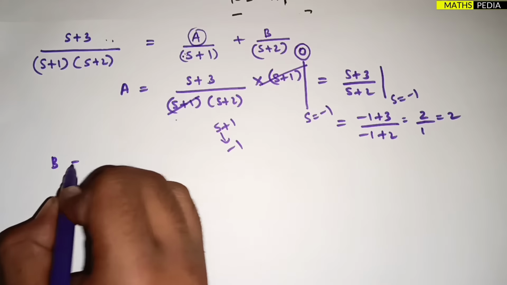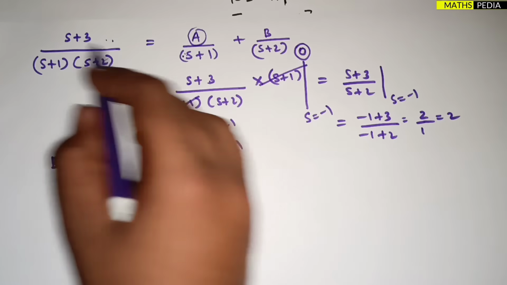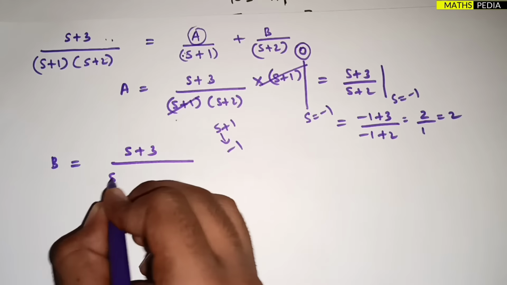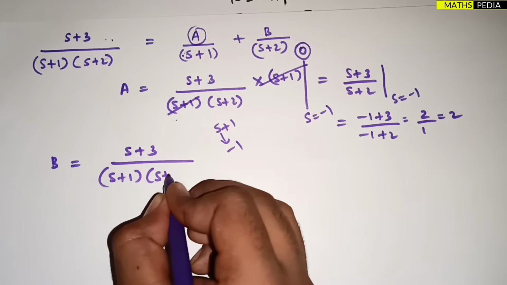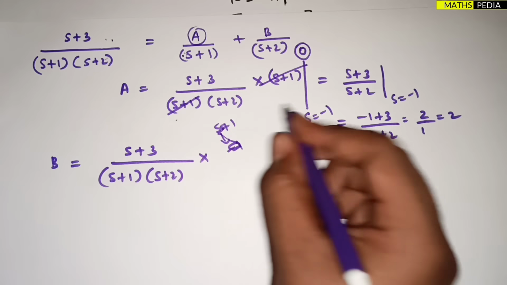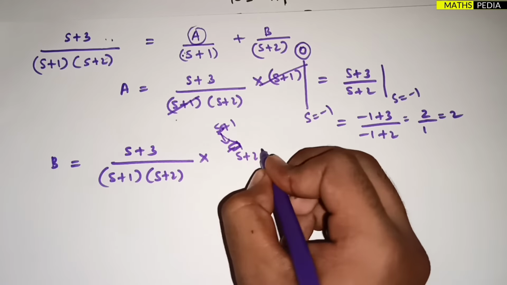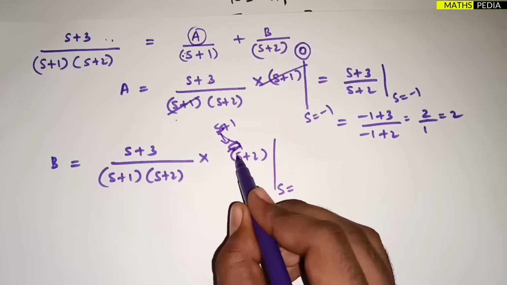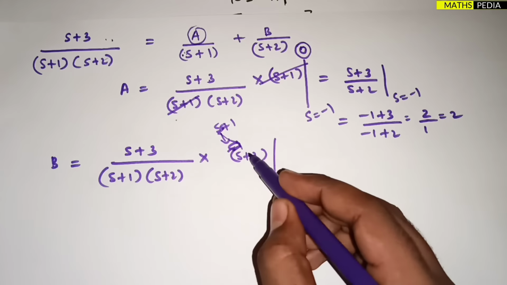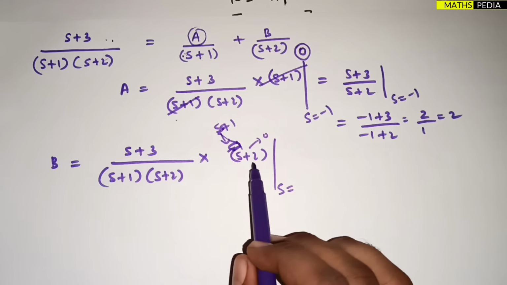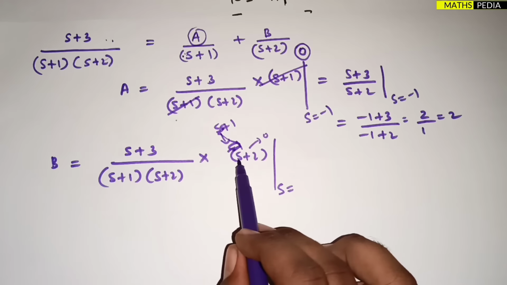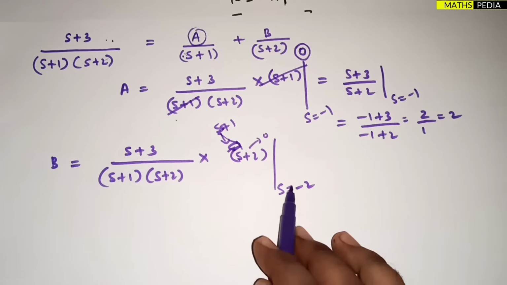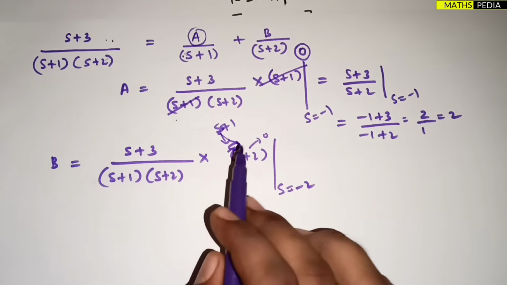See here carefully, how will you find b? Again the same thing: whatever is in the denominator, just bring it here. So it becomes (s plus 3) divided by (s plus 1)(s plus 2), and I have to multiply with this s plus 2. Now I have to substitute an s value such that this denominator term becomes 0, so I substitute s as minus 2. Minus 2 plus 2 is 0. But don't substitute directly, that's what I am telling. Only after cancelling you have to substitute.